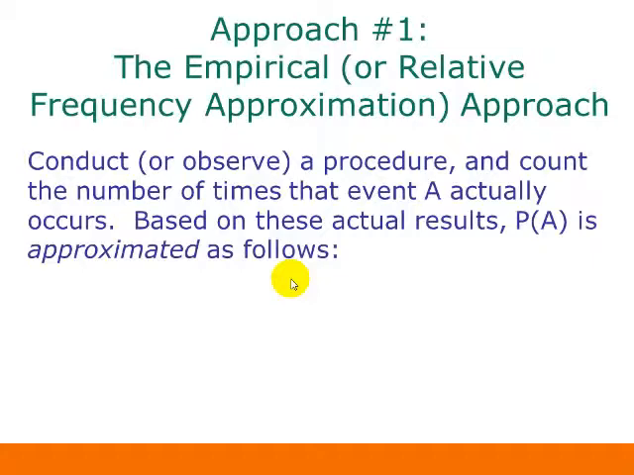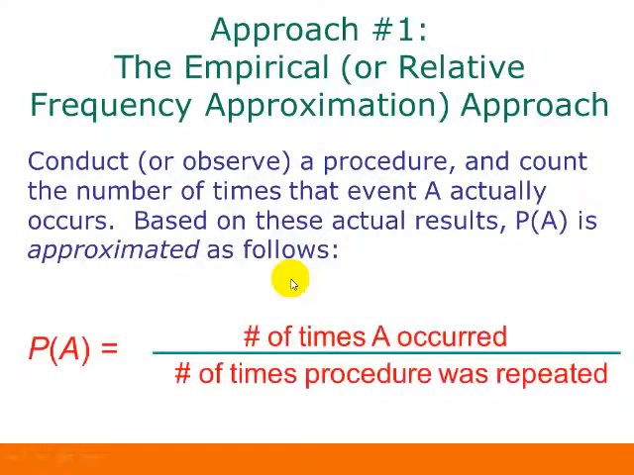In this approach, we conduct or observe a procedure and count the number of times that event A actually occurs. Based on these actual results, the probability of A is approximated by looking at the number of times event A actually occurred and dividing that by the number of times the procedure was repeated. This is why it's also called the relative frequency approximation approach, because what we're finding is the relative frequency of event A.